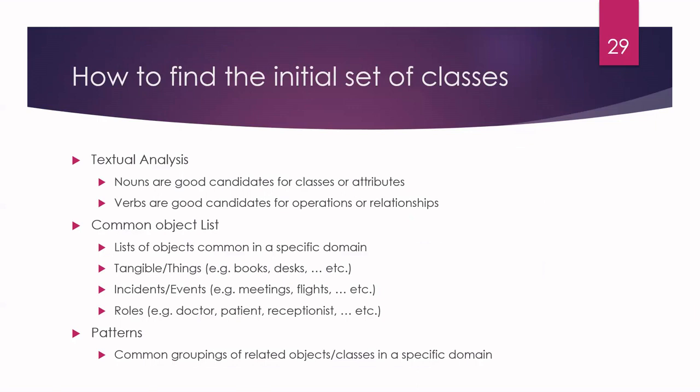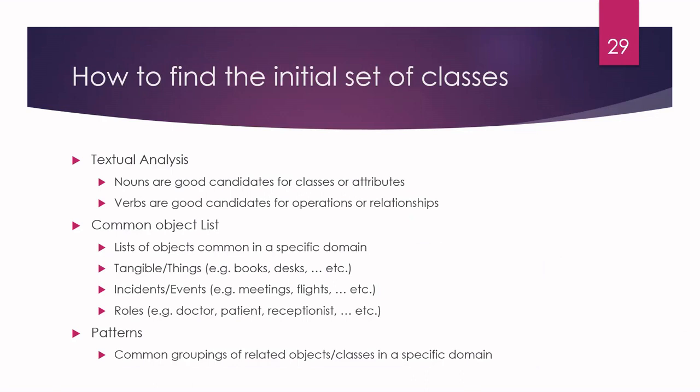Just a general heuristic: how would you identify classes in the problem? Generally speaking, you look at the nouns. Nouns are good candidates for a class. Verbs are good candidates for a behavior or an action, or it could be a relationship.